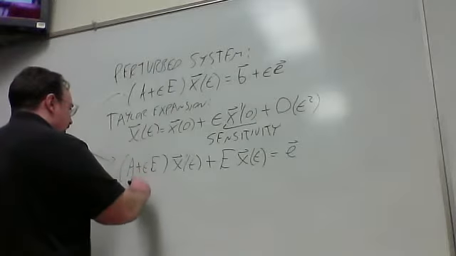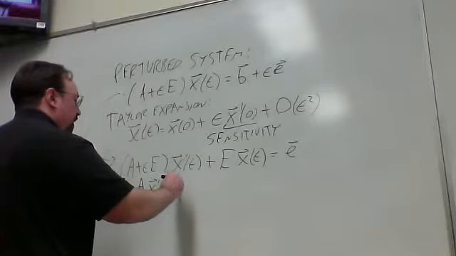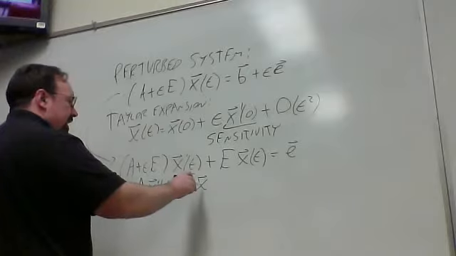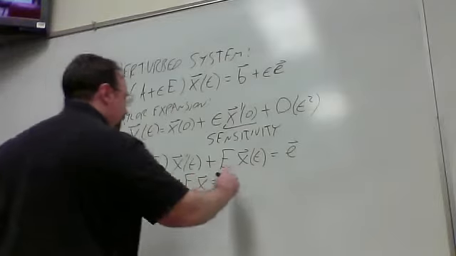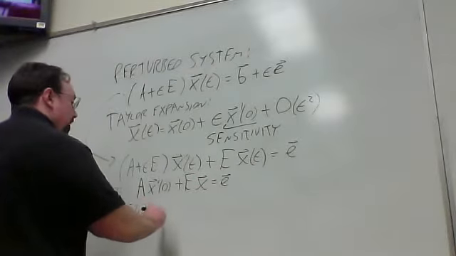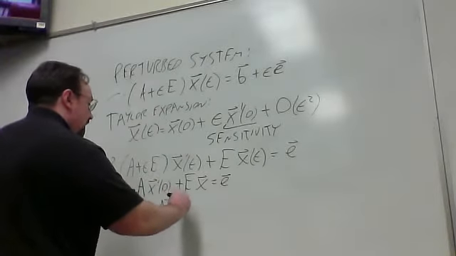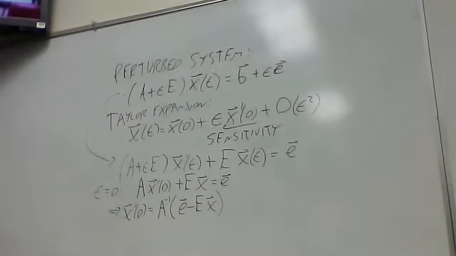So now I have x prime of 0, which is what I want, plus E x. So plain x by itself, that's x of 0, is equal to little e. So now I can rearrange and solve for x prime of 0. So that's going to be A inverse times little e minus big E times x. Okay, so now I at least have an expression for the derivative.